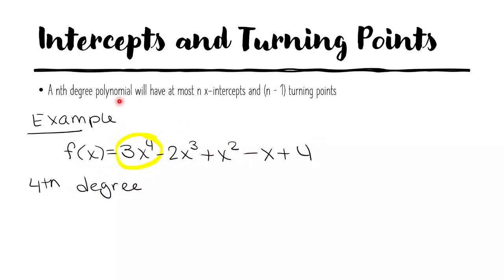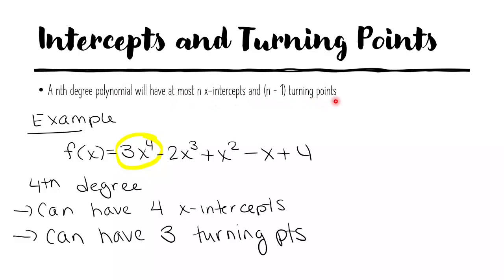So an nth degree polynomial can have at most n x-intercepts and n minus 1 turning points. So this would be a fourth degree polynomial. This theorem is telling us that we can have a maximum of 4 x-intercepts. We might have fewer, but 4 would be the most we can have. And we can have a maximum of 3 turning points. Again, we could have fewer, it depends on the equation, but 3 would be the maximum we could have.